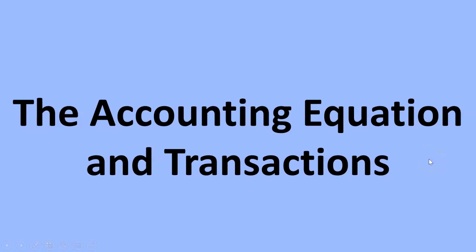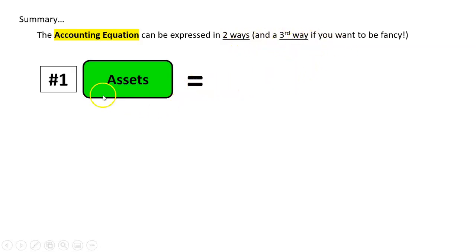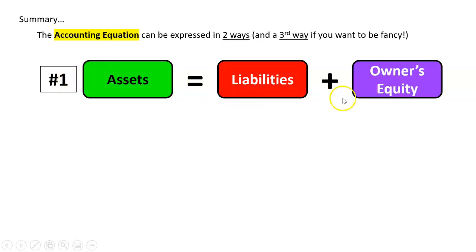The accounting equation is really useful when we're processing the transactions of the business. So let's quickly recap what it is. The accounting equation can be expressed in two ways. There's also a third way if you want to be fancy, but primarily the two ways we're going to need to know are assets equals liabilities plus owner's equity.